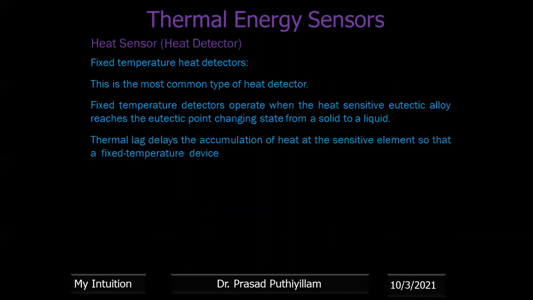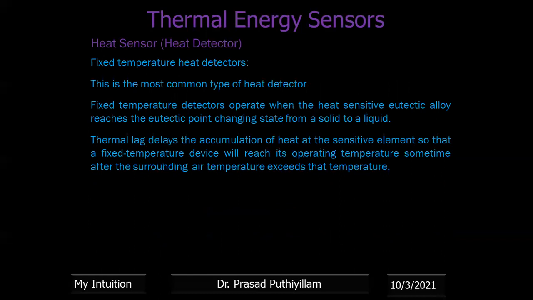This is the most common type of heat detector which is used. It operates when the heat-sensitive eutectic alloy reaches its eutectic point. The eutectic point is a point at which solid, liquid, and gaseous phases exist together. So a material whose eutectic point is near the sensing temperature we want to measure will change from solid state to liquid state, or liquid state to solid state, or even to gaseous state. That material change can be used for detection.